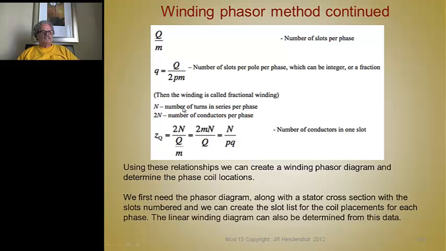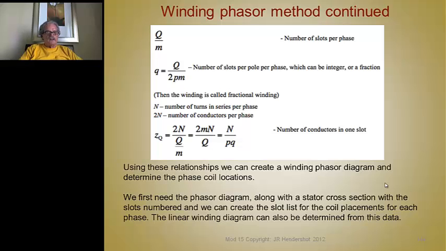So N is the number of turns in series per phase, and 2N is the number of conductors per phase. That's Z. Z is the number of conductors per phase times the number of coils per phase. That would be Z per phase. So the number of conductors in one slot equals this term. Using these relationships, we can create a winding phasor diagram and determine the phase coil locations. So what do we need to do? Well, first we've got to have a phasor diagram along with a stator cross section with the slots numbered so that we can find out where the coils go.